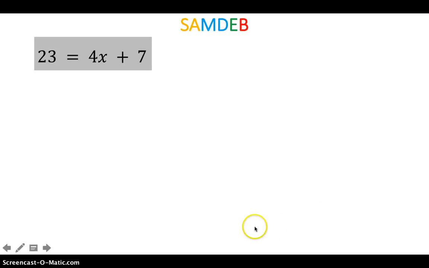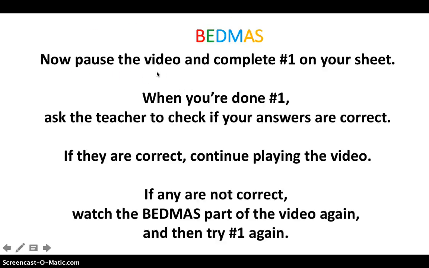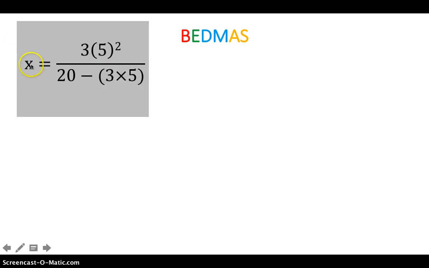Okay, so now what we're going to do is we're going to look at SAMDEB. So here's an example where we'd have to use SAMDEB, and we recognize it because x, which is the only variable in this equation, is not by itself. There's a 4 and a 7 on the same side of the equation as x. So if you compare that to the last one, see x is totally by itself. Now in this next one, x is not by itself. It has a 4 and a 7 on the same side.